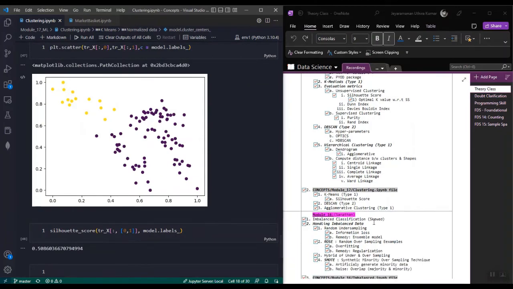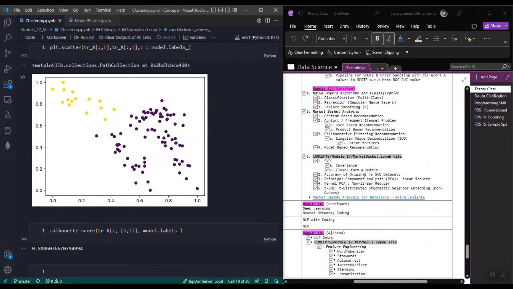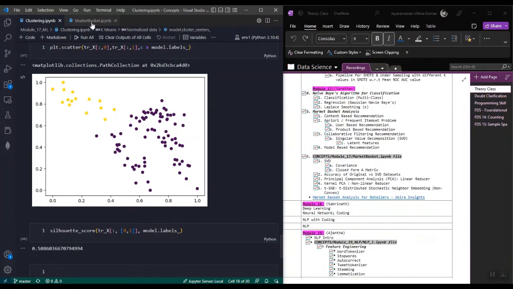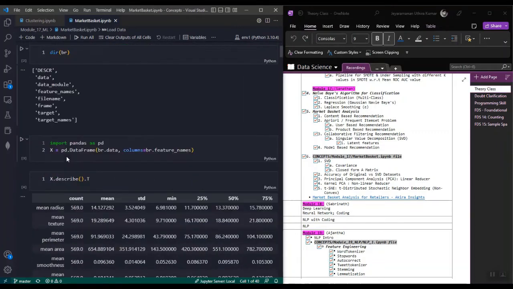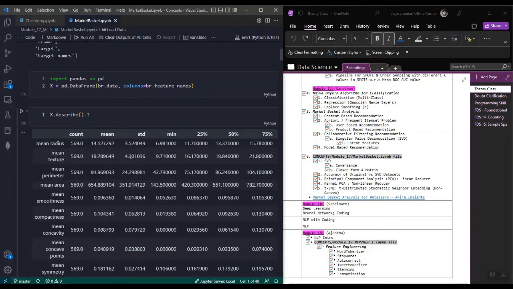Okay, so now we will discuss the other file. It is market basket analysis, which we just discussed. In this case we are using the load breast cancer dataset. There are 569 samples and 30 features, which also includes the target. So we are just feeding these values into pandas.